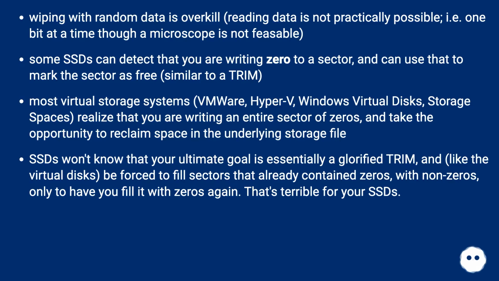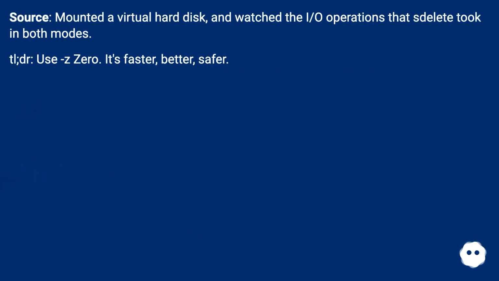Most virtual storage systems, VMware, Hyper-V, Windows virtual disks, storage spaces, realize that you are writing an entire sector of zeros, and take the opportunity to reclaim space in the underlying storage file. With -c, SSDs won't know that your ultimate goal is essentially a glorified trim, and, like the virtual disks, will be forced to fill sectors that already contain zeros with non-zeros, only to have you fill them with zeros again. That's terrible for your SSDs. Source: I mounted a virtual hard disk, and watched the I/O operations that SDelete took in both modes. TLDR: use -z. It's faster, better, safer.